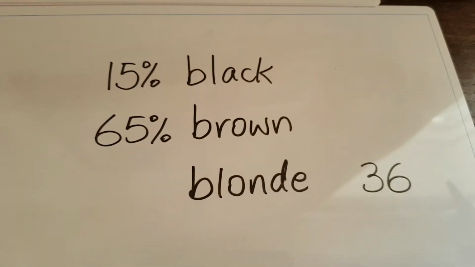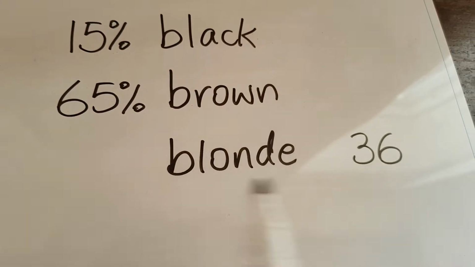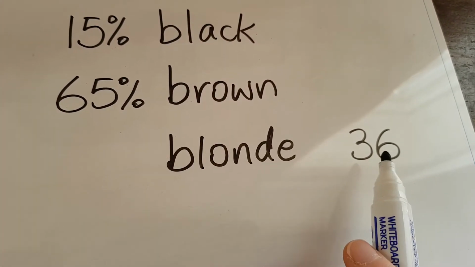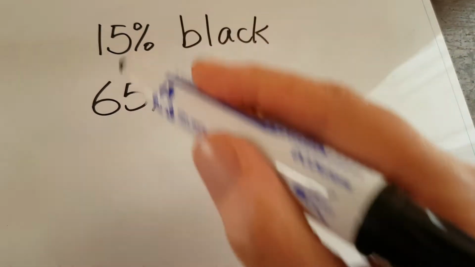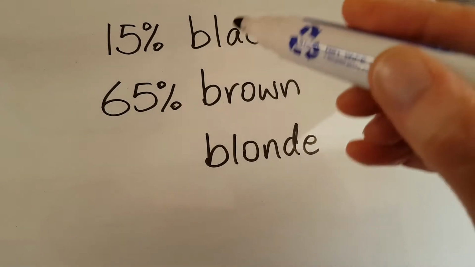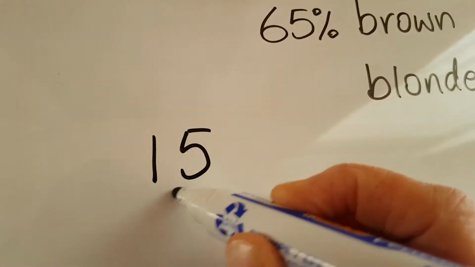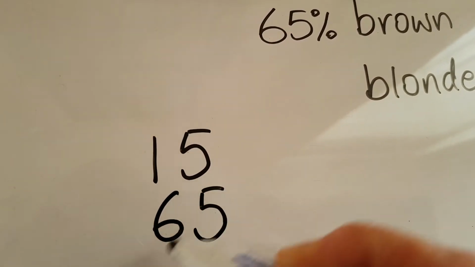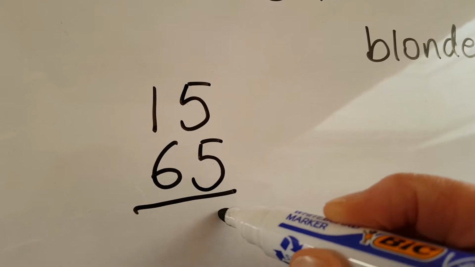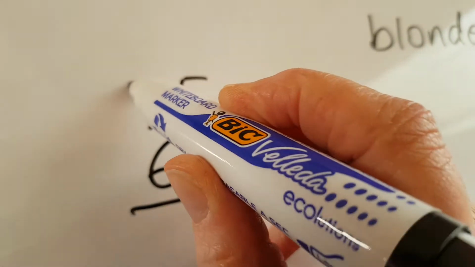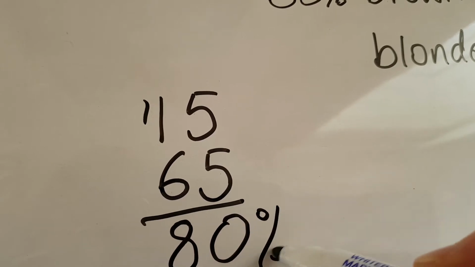We know that 15% have black hair. We know that 65% have brown hair. We don't know the percentage of blonde hair, but we just know the number. But of course we know with percents that the total of all these children would be 100%. So if we know that 15% and 65% either have black or brown hair, then the total that we know about so far is 80%.